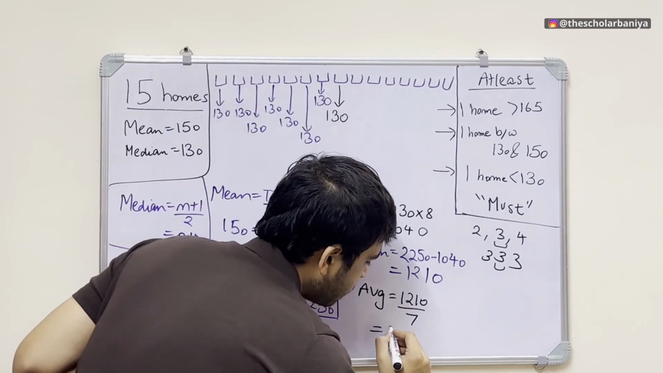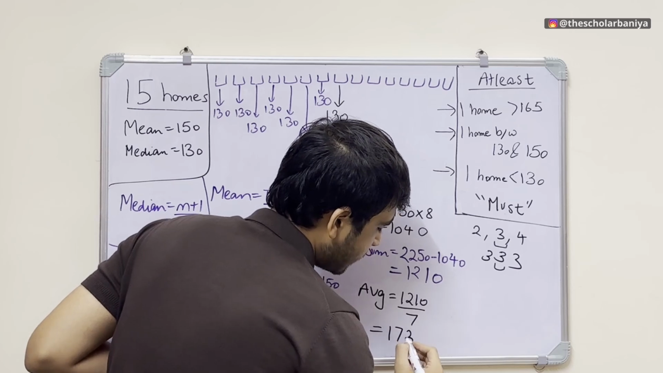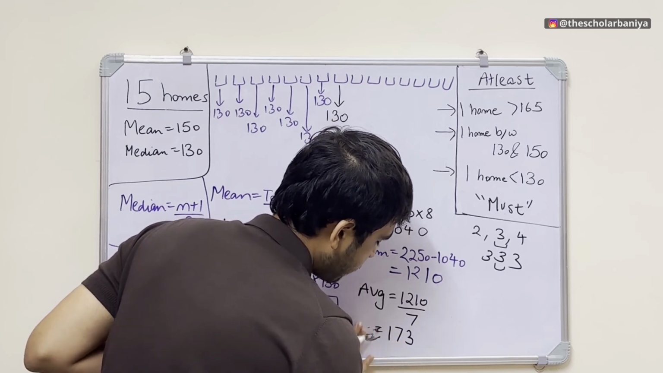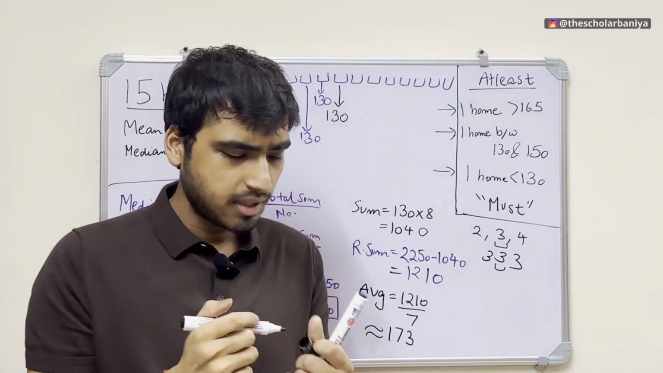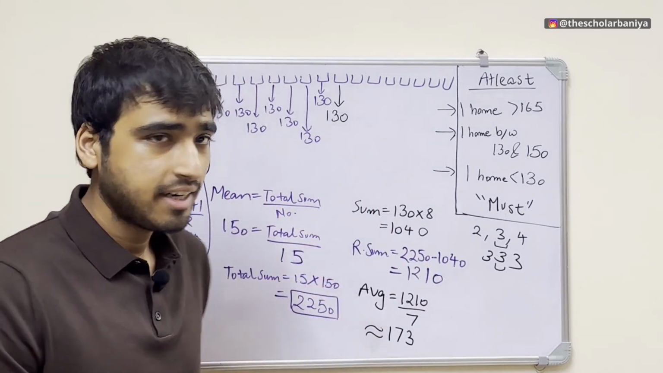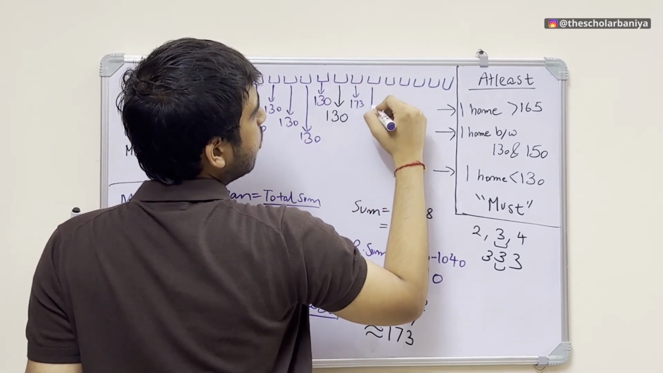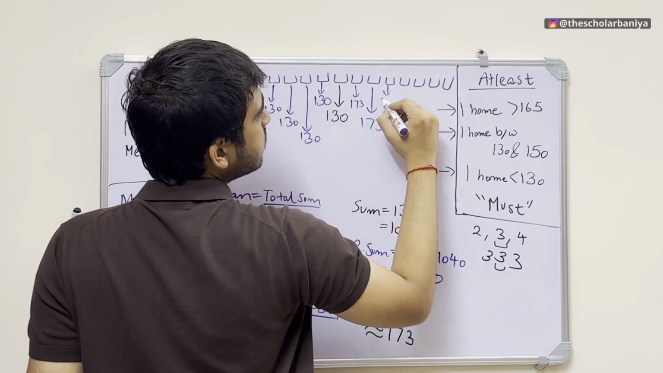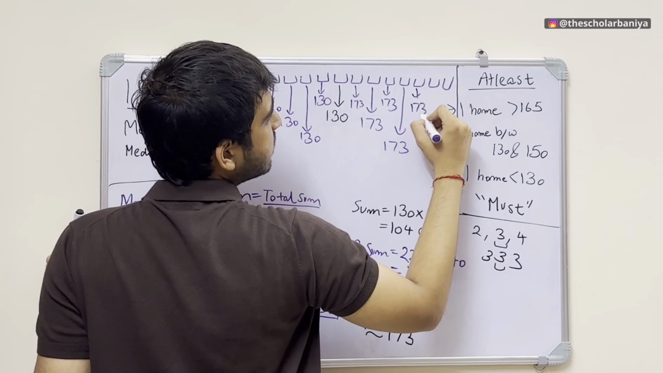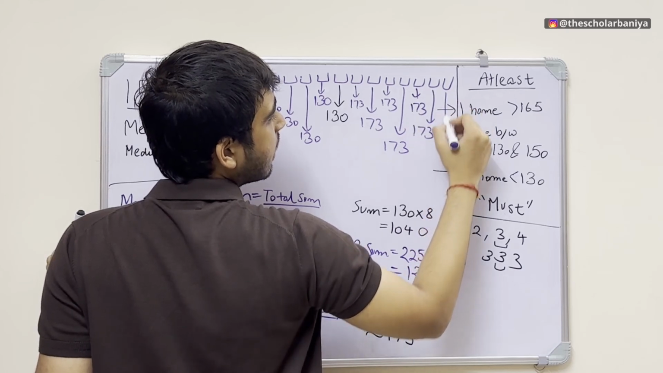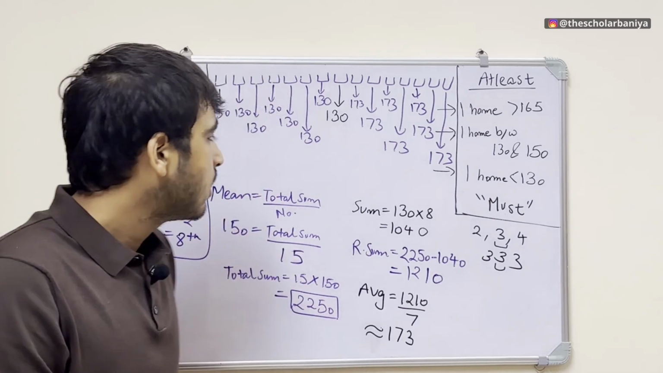7 ones is 7, 7 sevens are 49, and so on. It is almost 173, 172 point something, but approximately 173, right? That means the cost of this house is 173, the cost of this house is 173, and so on, each of these seven houses is 173, right? I hope this is clear.